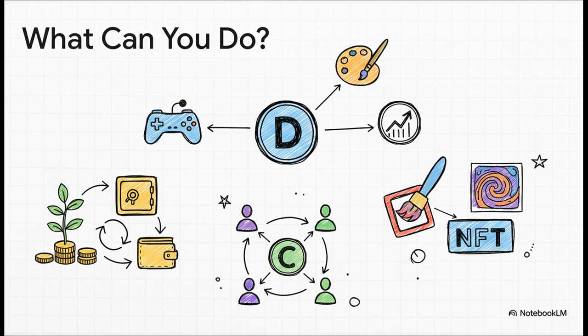You can explore dApps, which are just decentralized apps for things like gaming, art, you name it. You can try out DeFi, or decentralized finance, where you can do things like earn interest or borrow money without a bank. You can turn your own creations into NFTs and sell them directly to your audience. Or you can even join a DAO, which is like a global, internet-native club where all the members vote on decisions and work on cool projects together.